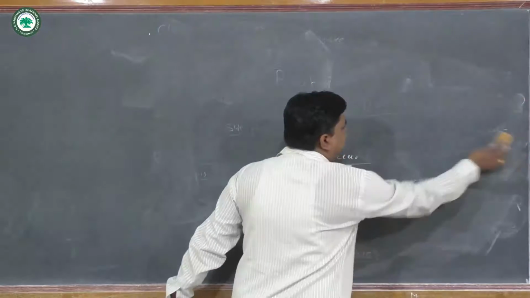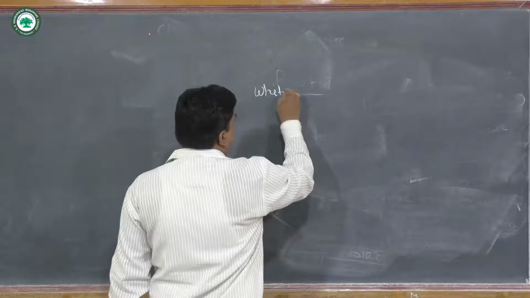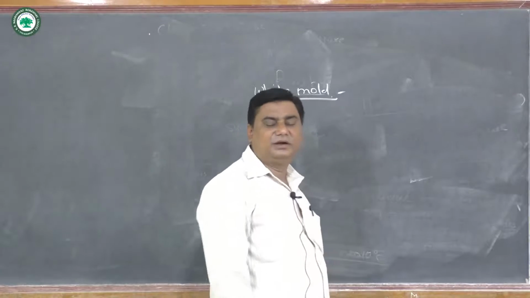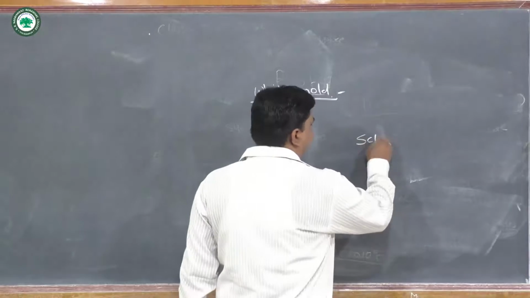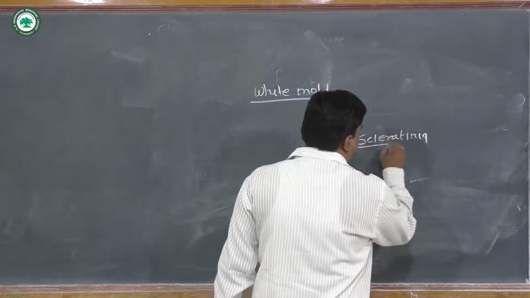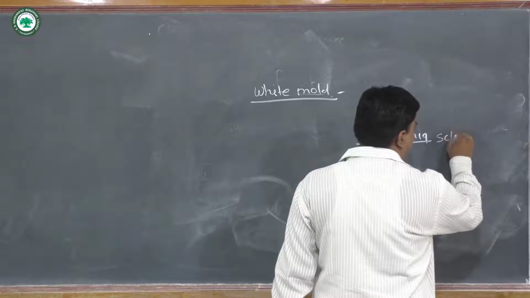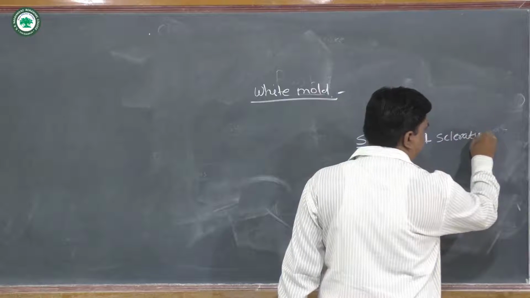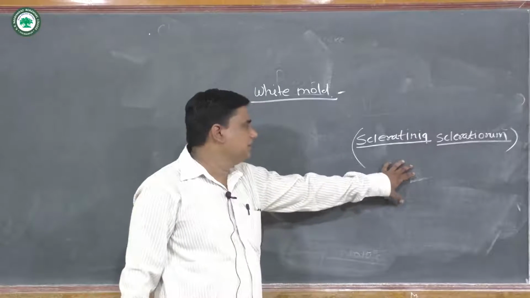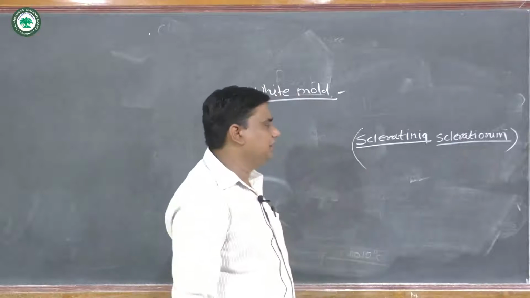Then, as we saw grey mold, another one is white mold. What is the causative agent of the disease? Sclerotinia sclerotiorum is the causative agent of the disease.